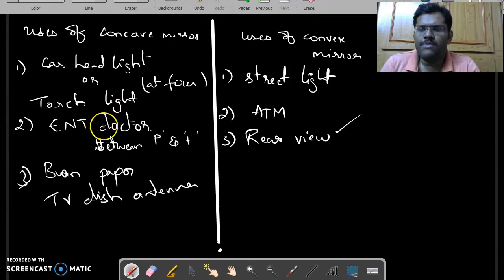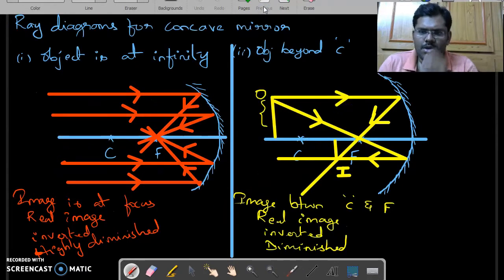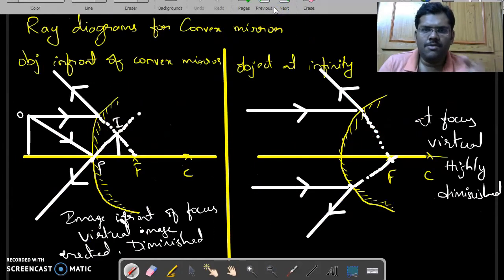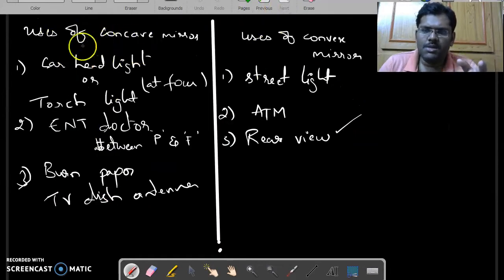So these are some of the examples for concave and convex mirrors. If you want more information about these mirrors, you can search on the internet or in reference books. I have presented some of the uses of concave and convex mirrors. In this video we have discussed the ray diagrams for concave mirrors, a total of 6, and for convex mirrors, there are 2. And we have discussed the uses of concave and convex mirrors.